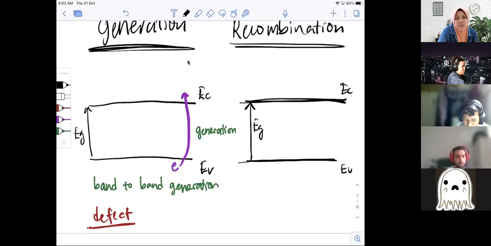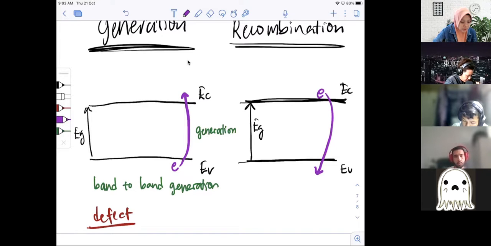Recombination is the opposite process of generation. So it's a process of losing free carriers.